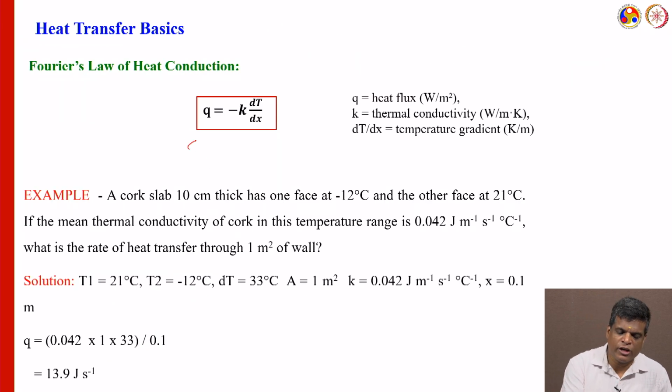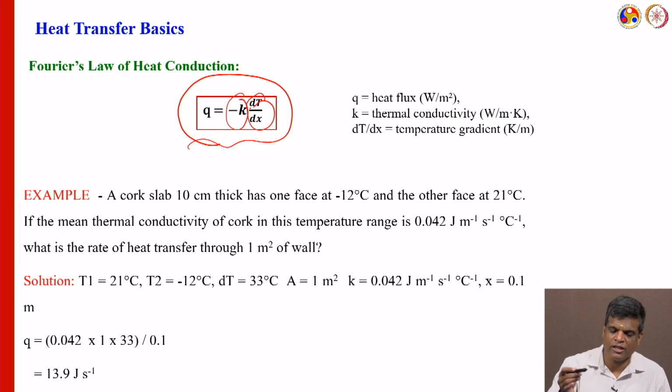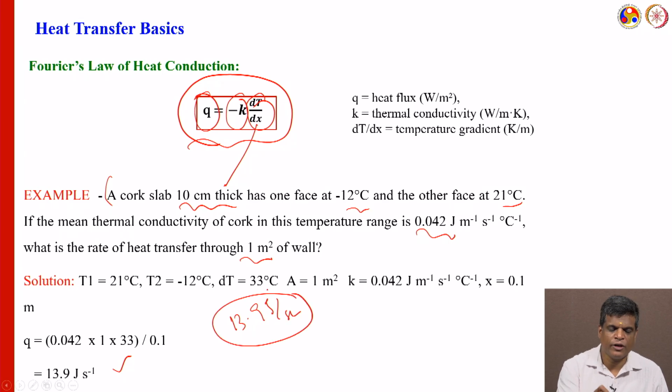So, the famous heat law, Fourier's law: Q equals minus K dT by dx, where K is the thermal conductivity and dT by dx is the temperature gradient. I already discussed the temperature difference and temperature gradient. A simple example problem: there is a 10 centimeter thickness, x is the thickness, and the temperature varies from one point to another. Then the thermal conductivity K value and the area are given. Directly you get the value of Q, the heat transfer rate, in terms of 13.9 joule per second. So, this is the heat transfer rate, the Q value.